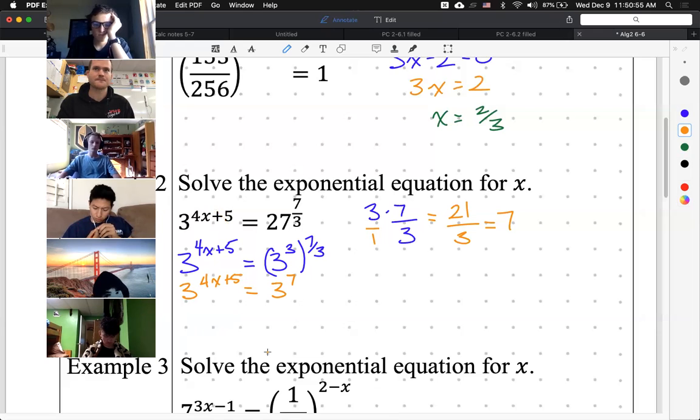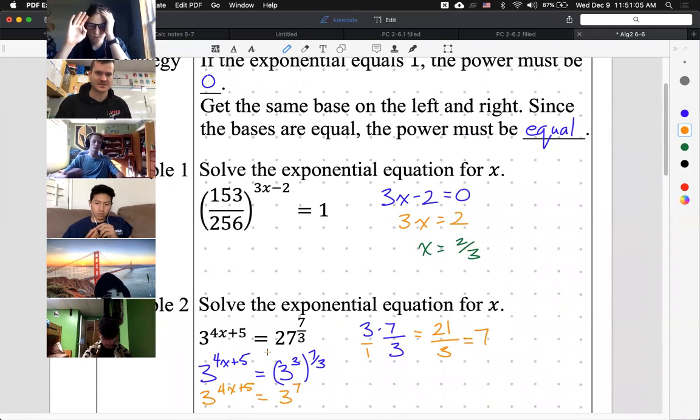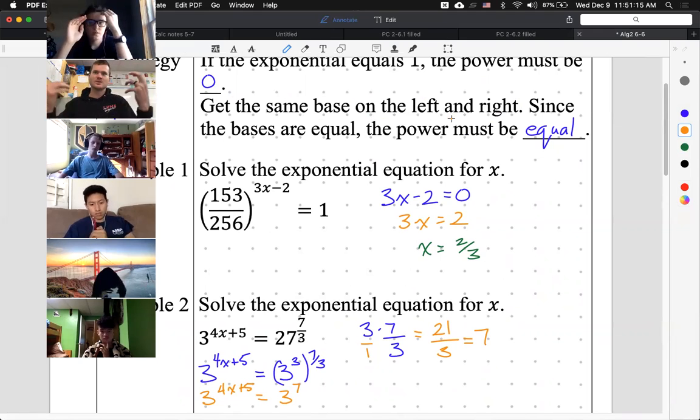What do I do now? If there's no questions, if you don't know, I can scroll up here and let you look at the strategy. Get the same base on the left and the right. We did that, so give ourselves a giant check, and then we're on to the next piece. Since the bases are equal, the powers must be equal. What does that mean? What do I do?